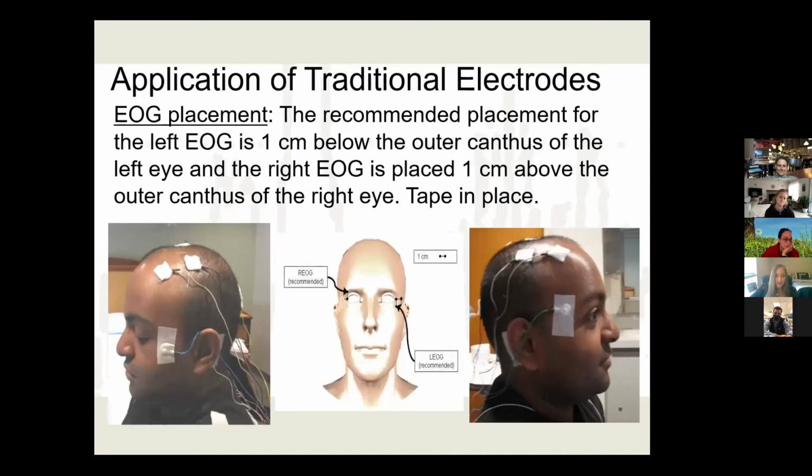For the eye electrodes, for the left eye, you want to go 1 centimeter to the side and 1 centimeter down. This is in this picture, and we just tape it. We don't glue these electrodes. And then on the right eye, you go 1 centimeter over and 1 centimeter up. So you can see this electrode is kind of above the eye here, while this electrode is a little lower than the eye.